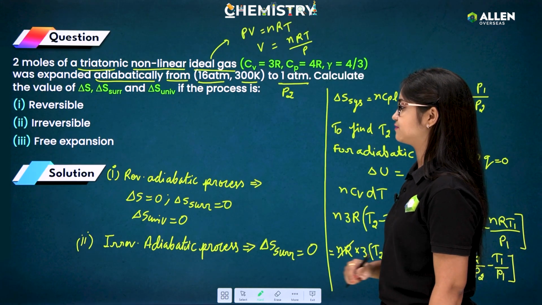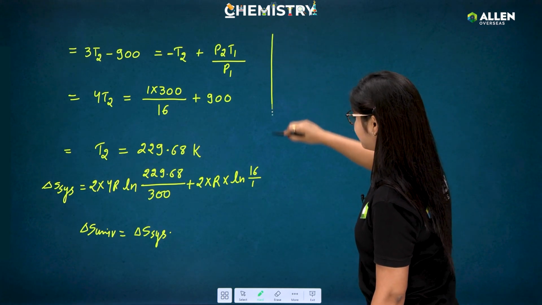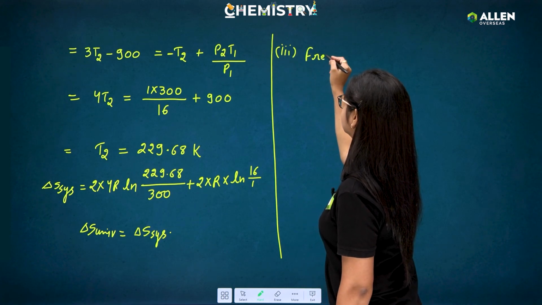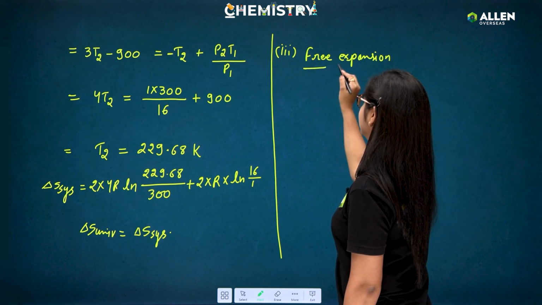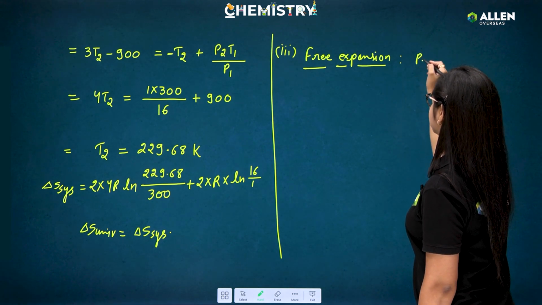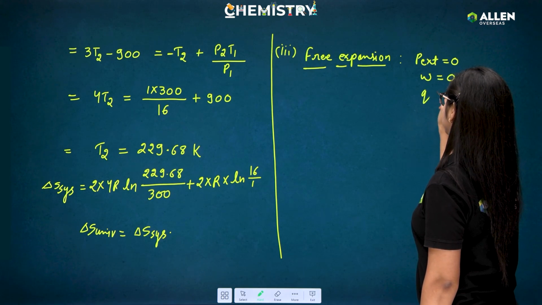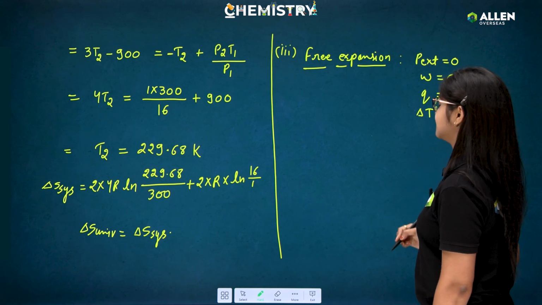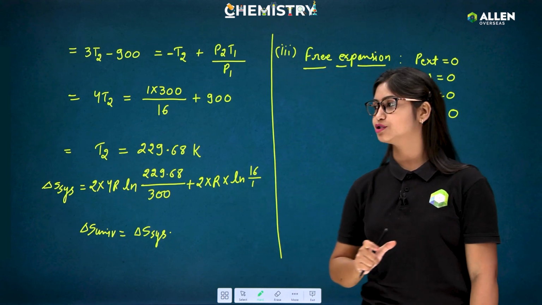Now the third case, that is free expansion. In free expansion, what will be taking place? The third process is free expansion. We know when free expansion of ideal gas is taking place, P external is 0. Work done is 0. Heat exchange Q is 0. And delta T, there is no change in temperature, so delta T is also 0. All these values are 0 for the ideal gas when we are talking about free expansion.